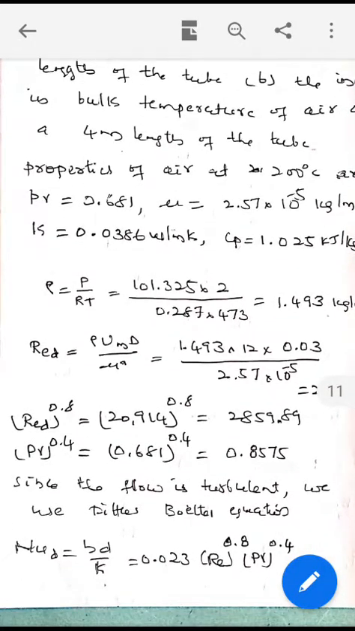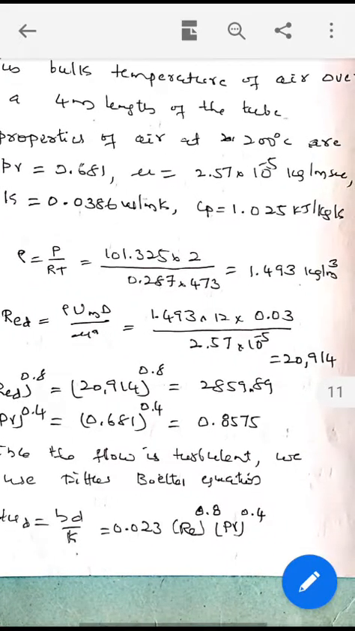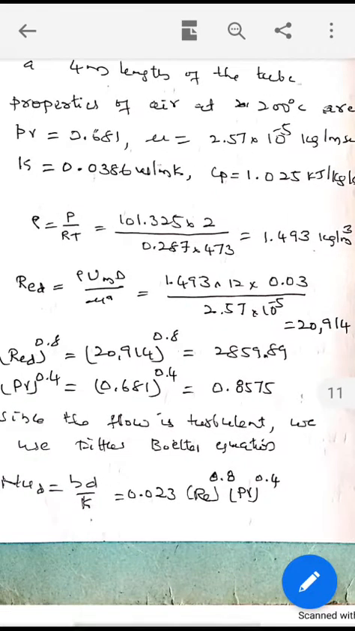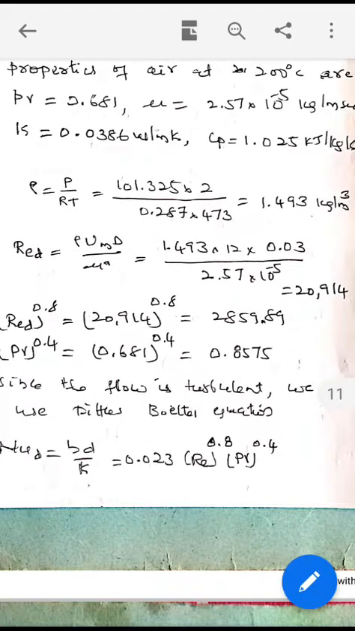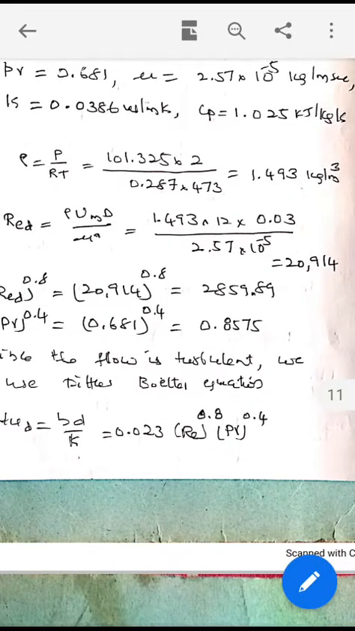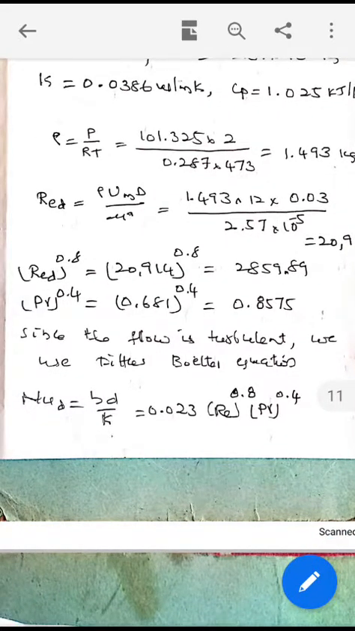Now density rho equal to P by RT. Substituting the values, we will get rho equal to 1.493 kg per meter cube. Reynolds number is equal to rho UmD by mu. We know the value of velocity, it is 12 meter per second. Diameter is 3 centimeters. Substitute, get the value of Reynolds number. Reynolds number will be 20,914. It is more than 2,300. Hence the flow is turbulent.